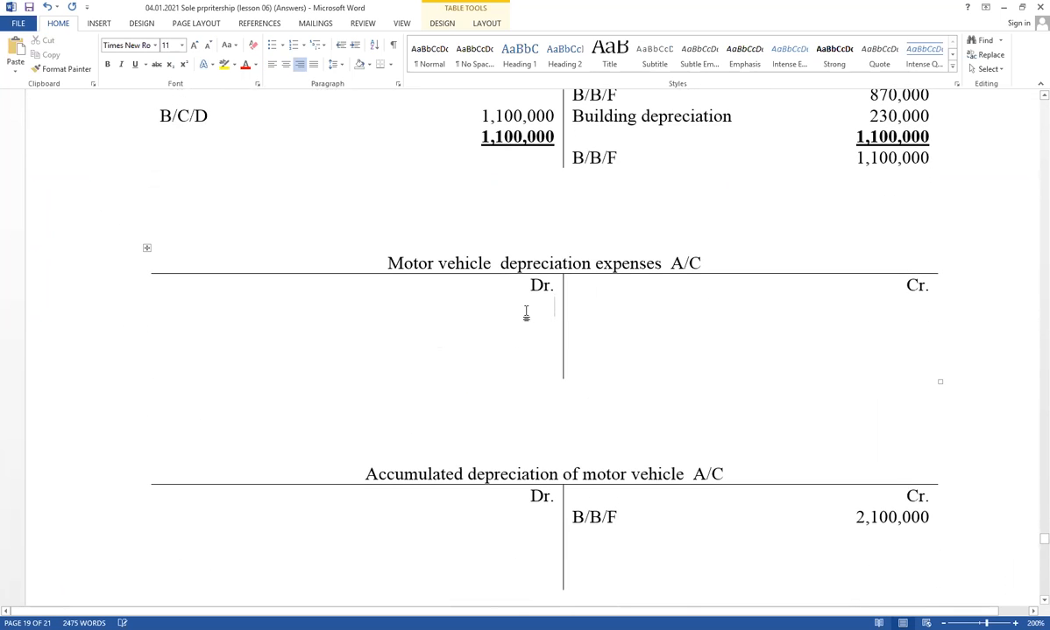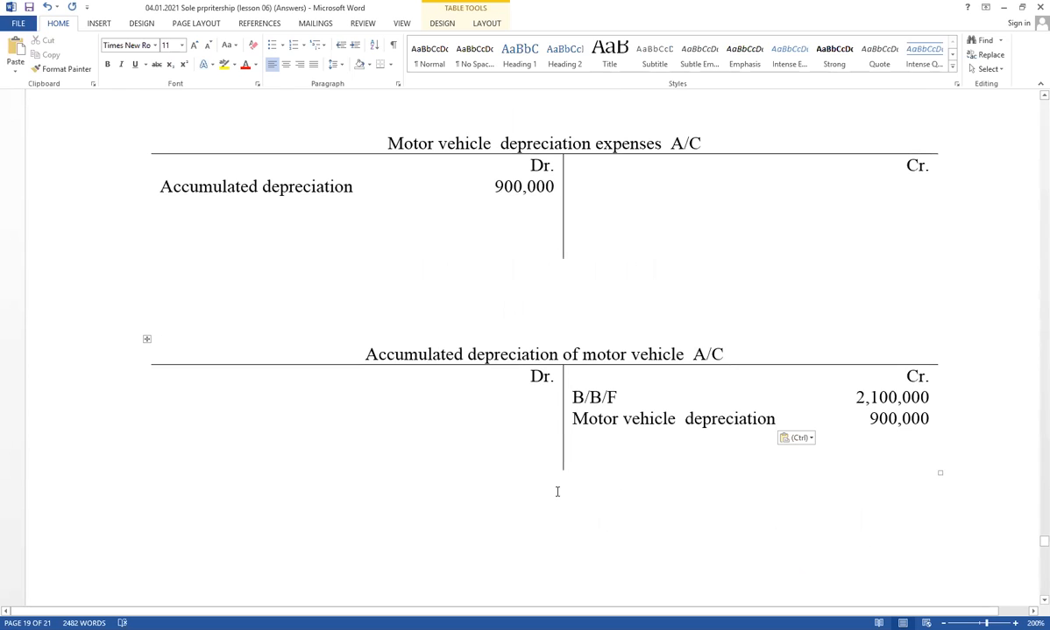Then the depreciation expense account is debited, with the name of the other ledger account as accumulated depreciation, and the accumulated depreciation account is credited as motor vehicle depreciation. The depreciation expense account is the value that should be included under distribution expense. But accumulated depreciation is an asset. The closing balance should be calculated, and that value should be included in the financial position as accumulated depreciation.